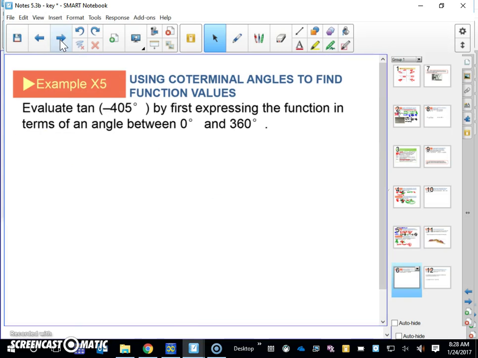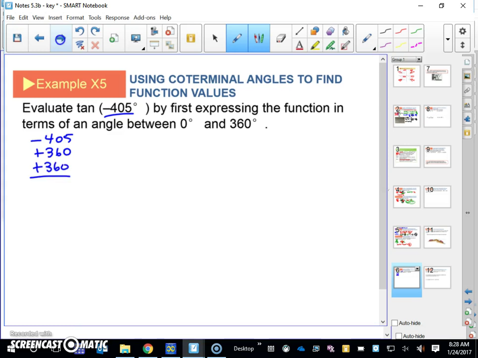Example x5, we want to evaluate tangent negative 405. Okay? Tangent negative 405. So I like to make the least positive coterminal. That's what I like to do. That's not the only way of doing it. You could draw this negative angle if you want. I'd rather change it to its least positive coterminal. We're going to have to add 360 a couple of times in order to get that smallest positive number. 315, thank you very much. So tangent negative 405 degrees equals tangent 315.